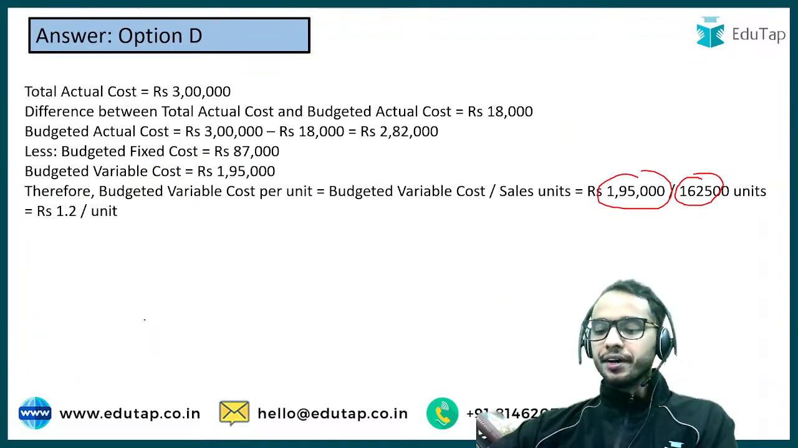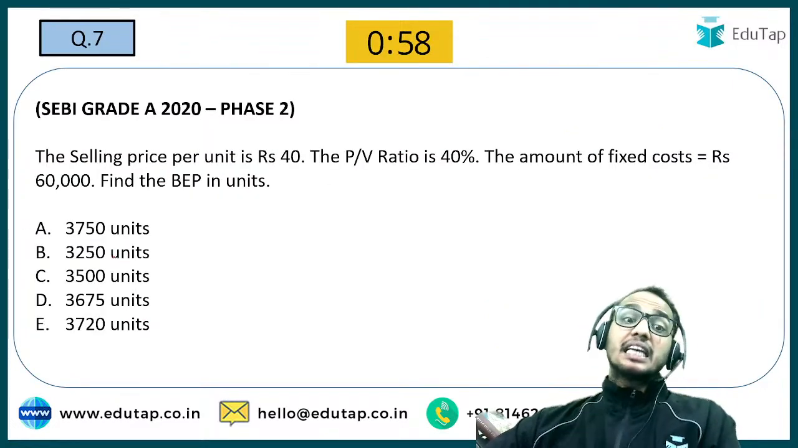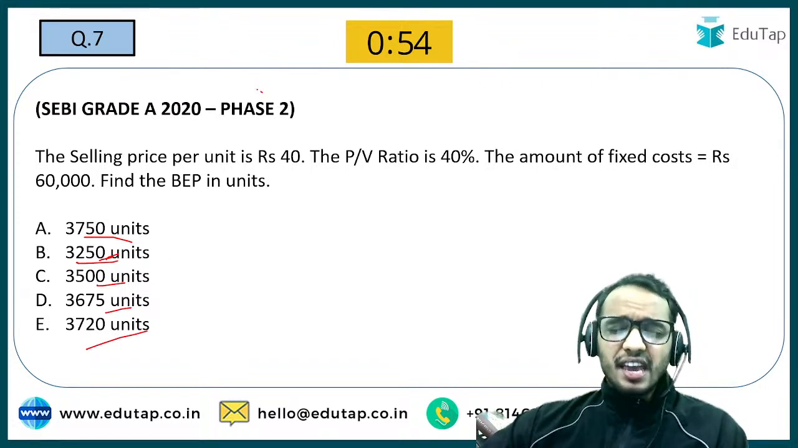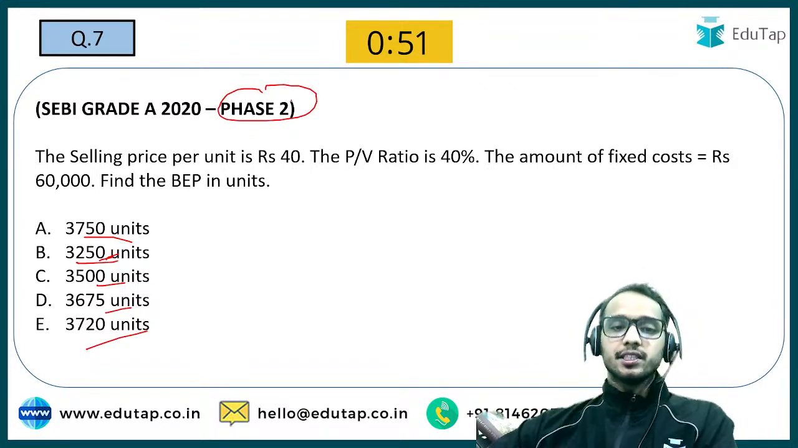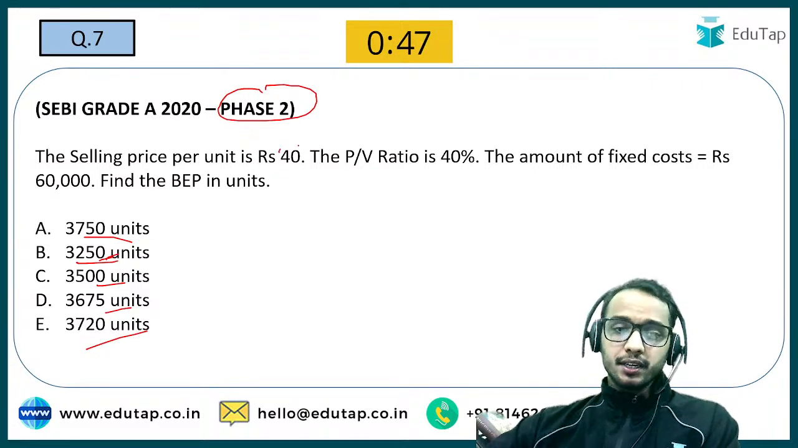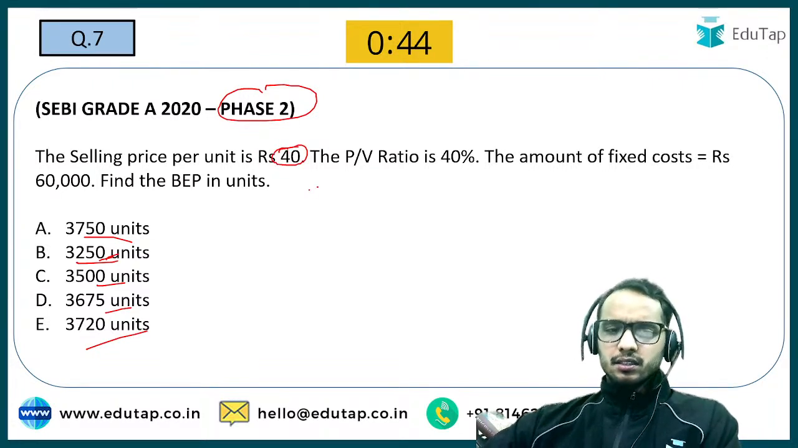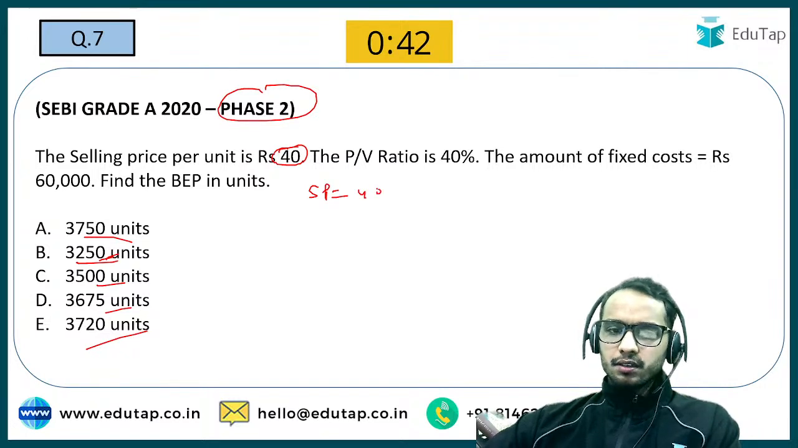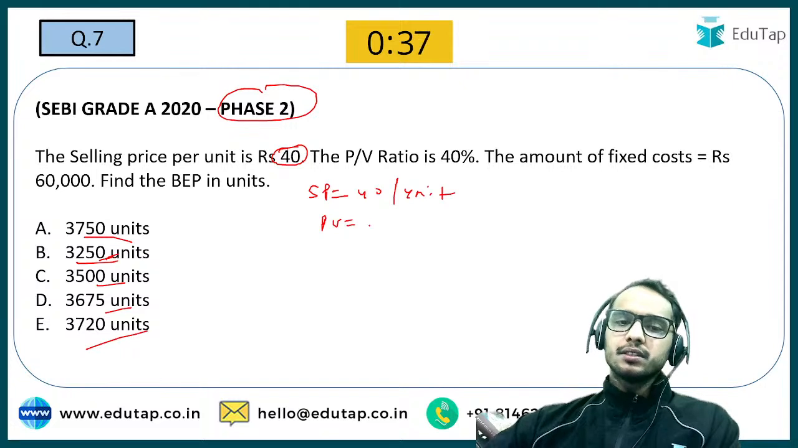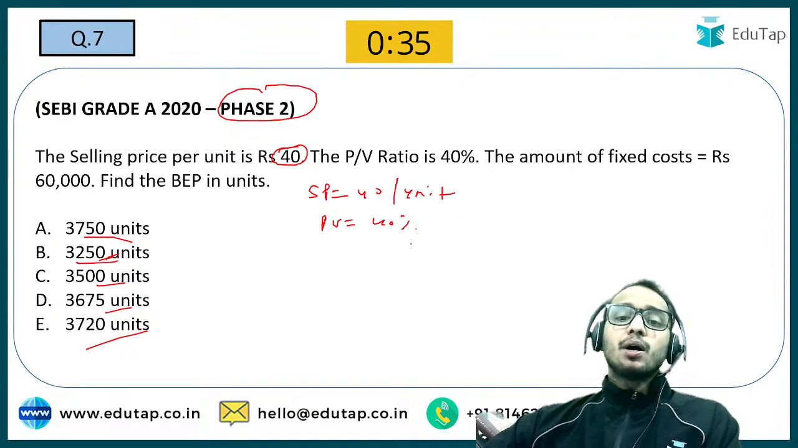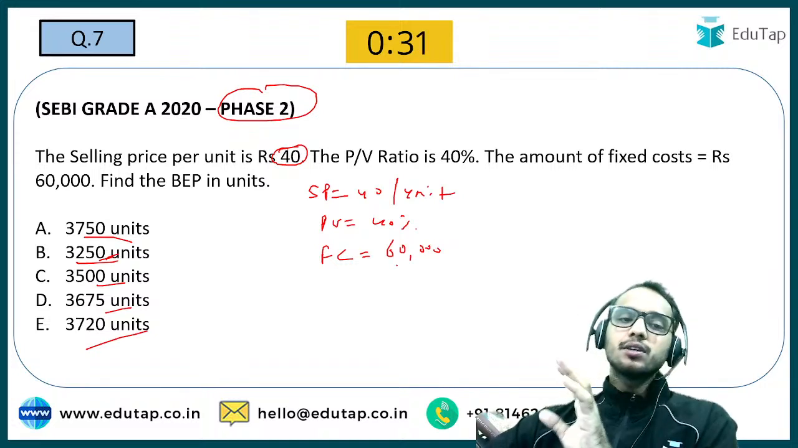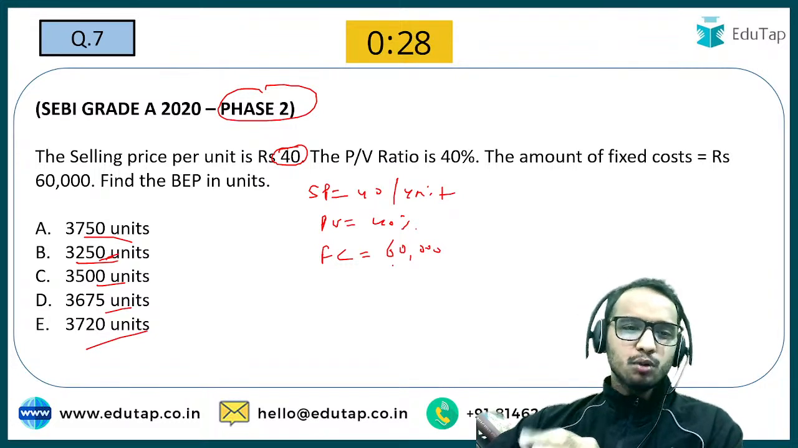Okay, let's move ahead. Question number 7. Again a numerical, and it has been asked in phase 2 again. So phase 2 numericals we are discussing right now. The question is: selling price per unit is 40. You can write it here like this as well, 40 per unit. PV ratio is 40%. Amount of fixed cost is 60,000. The question is asking to find out the BEP in units.